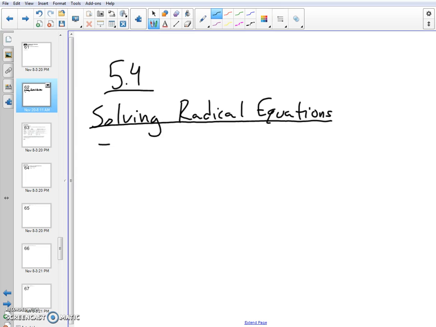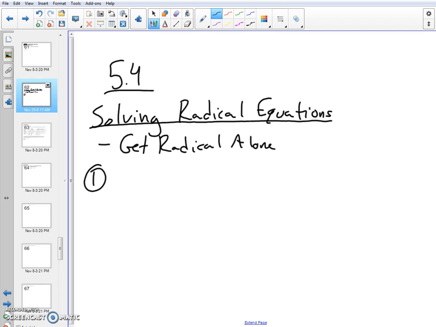So kind of our main idea here, before we get x by itself, we're going to try and get the radical alone. That's going to be kind of our first goal, and then from there we can get the x alone. So let's look at some examples here.